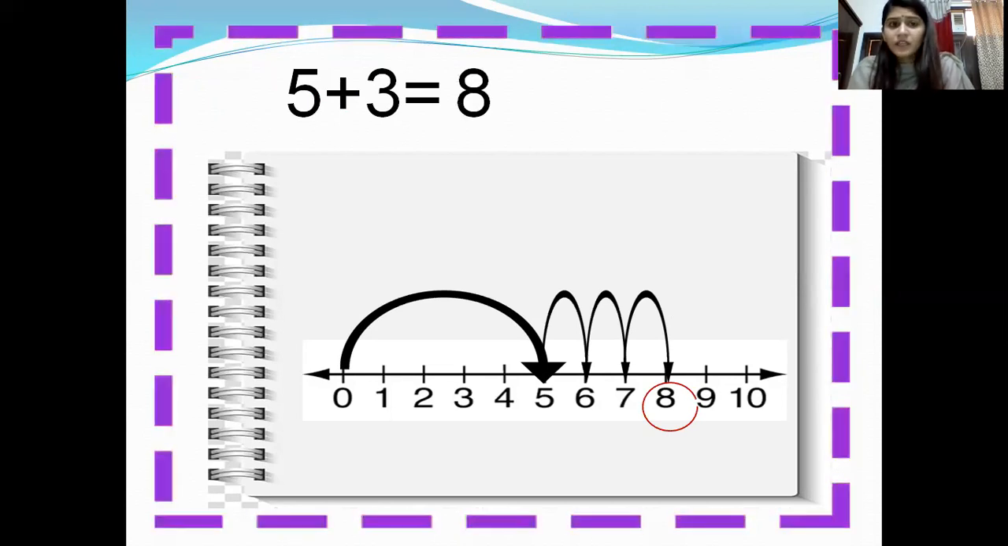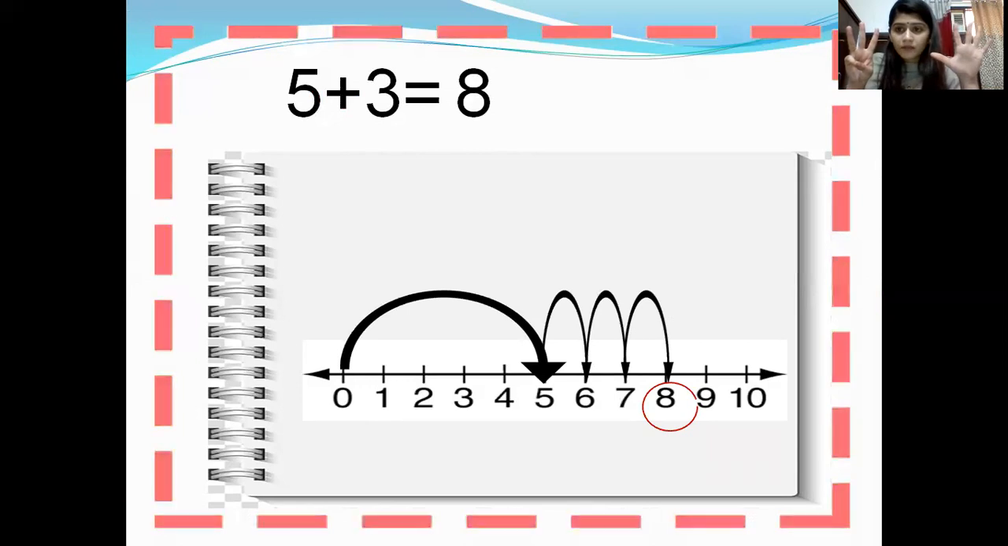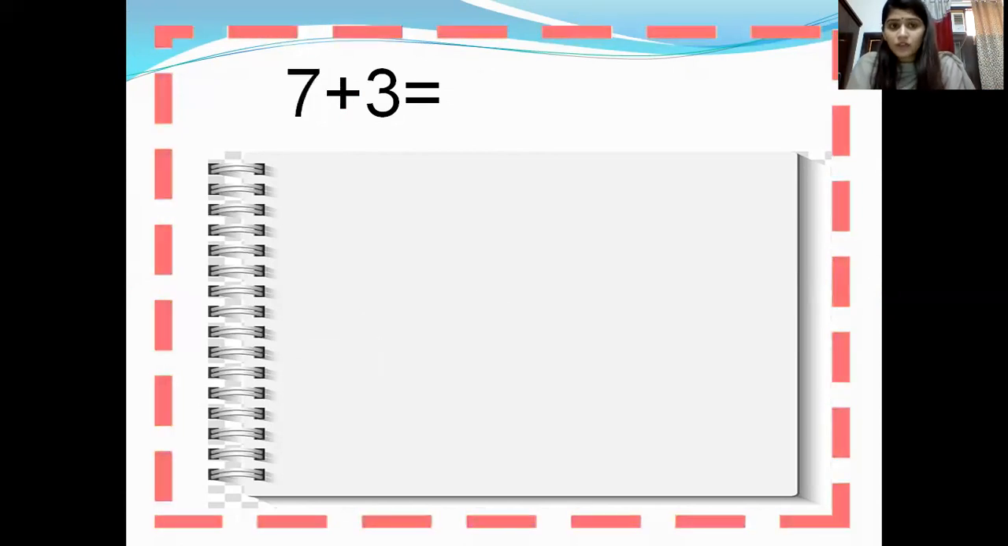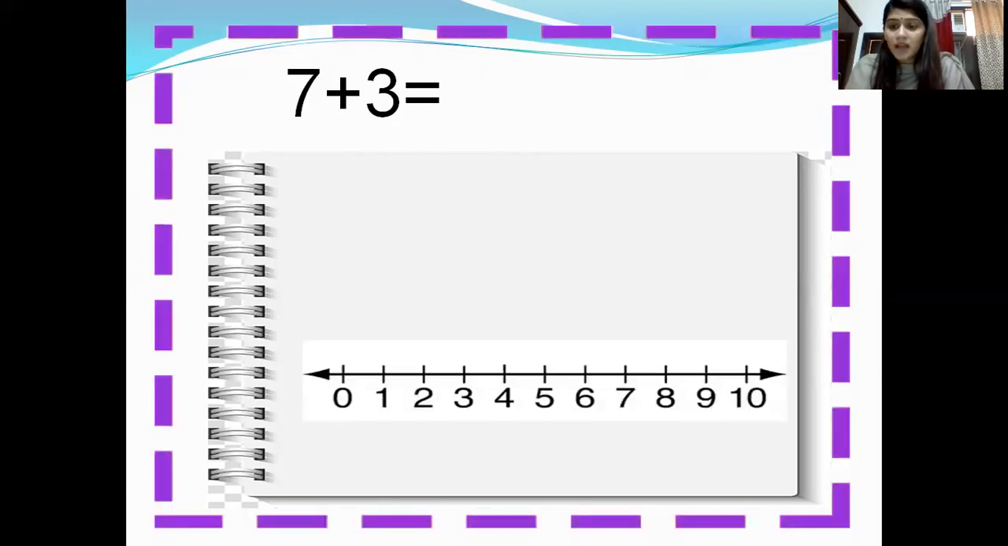We can check our answer using our fingers also. So 5 and 3. 5, 6, 7, 8. Our answer is correct. So we can check our answers using our fingers also. Next question is 7 plus 3 is equal to, find the answer.